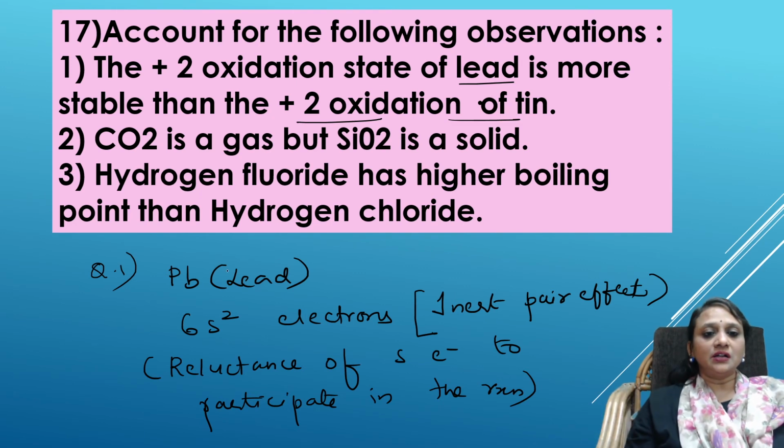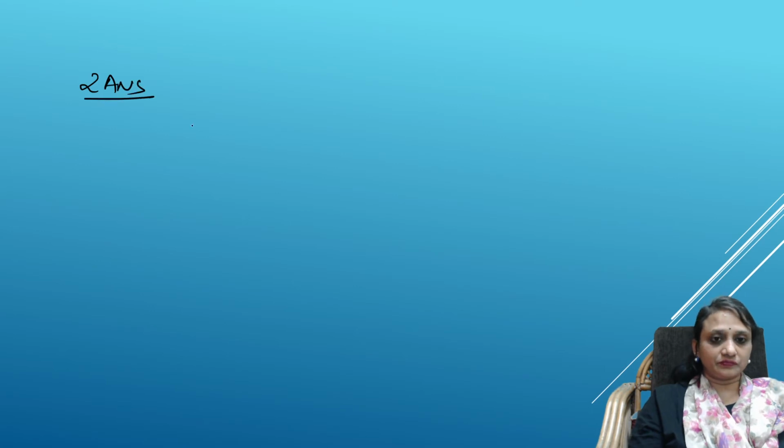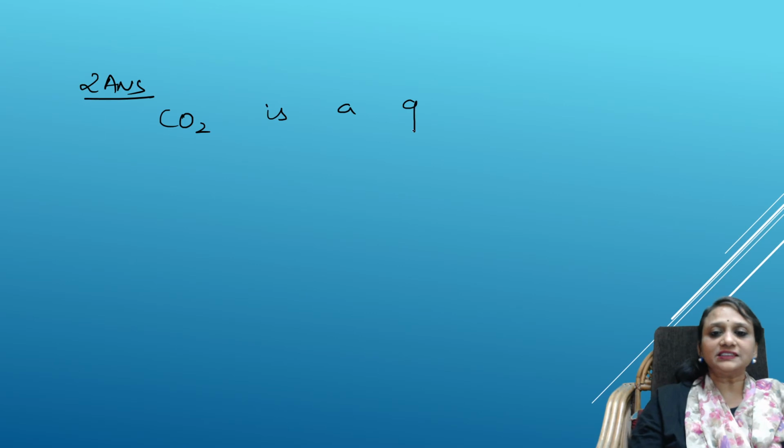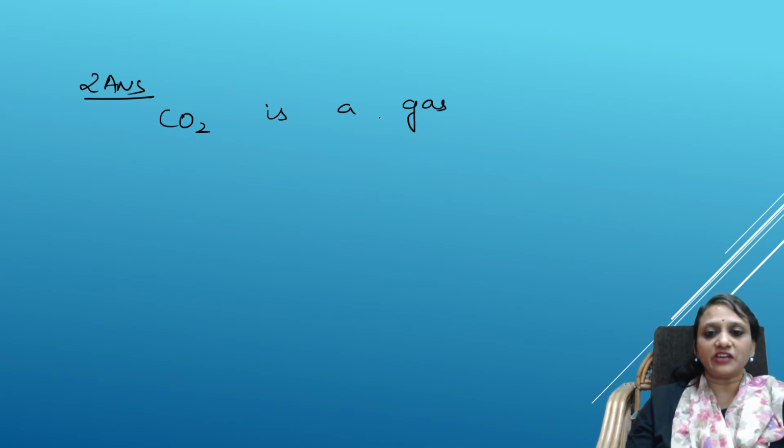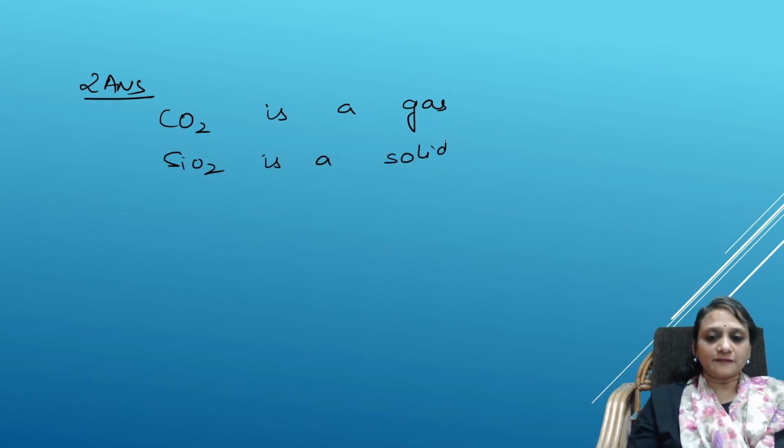Next question. Carbon dioxide is a gas, but SiO2 is a solid. What question did they give me? Carbon dioxide is a gas, but SiO2 is a solid. Let us write that. I have to give the reason. Second answer: carbon dioxide is a gas, and SiO2 is a solid. This is what I have to reason.